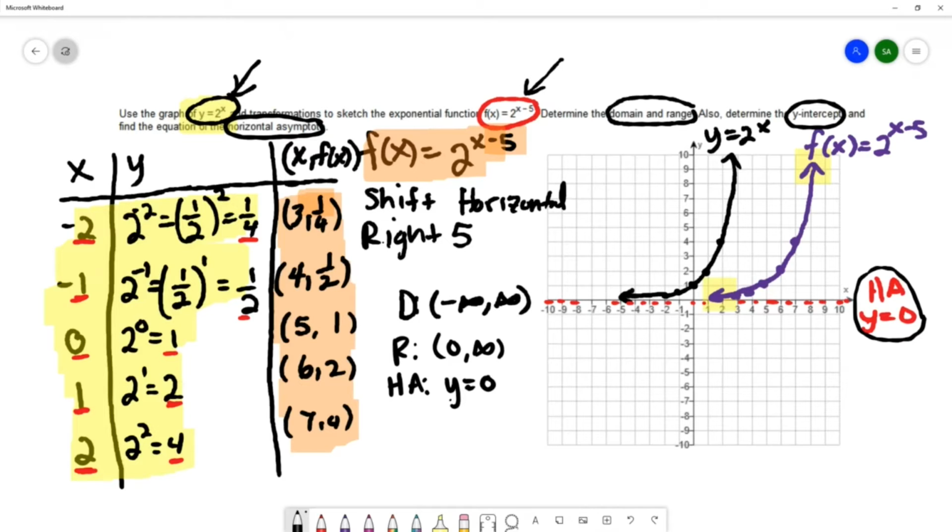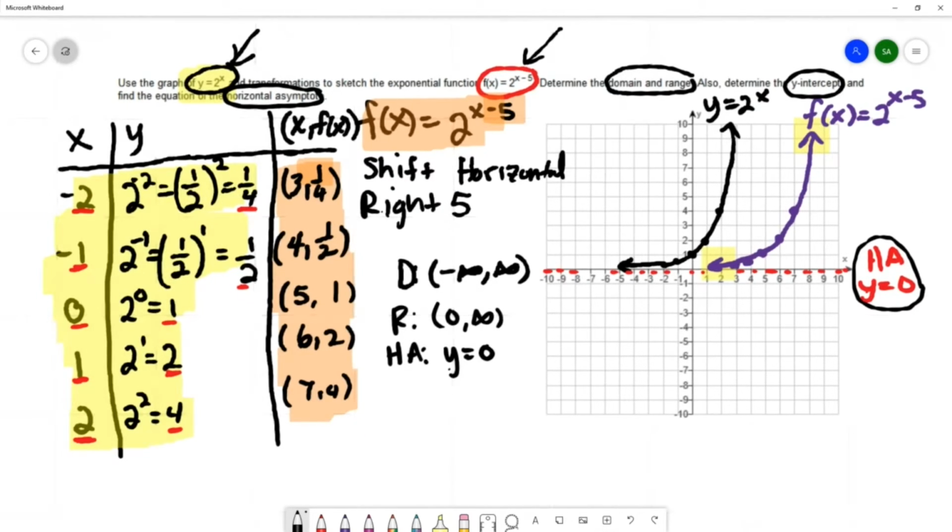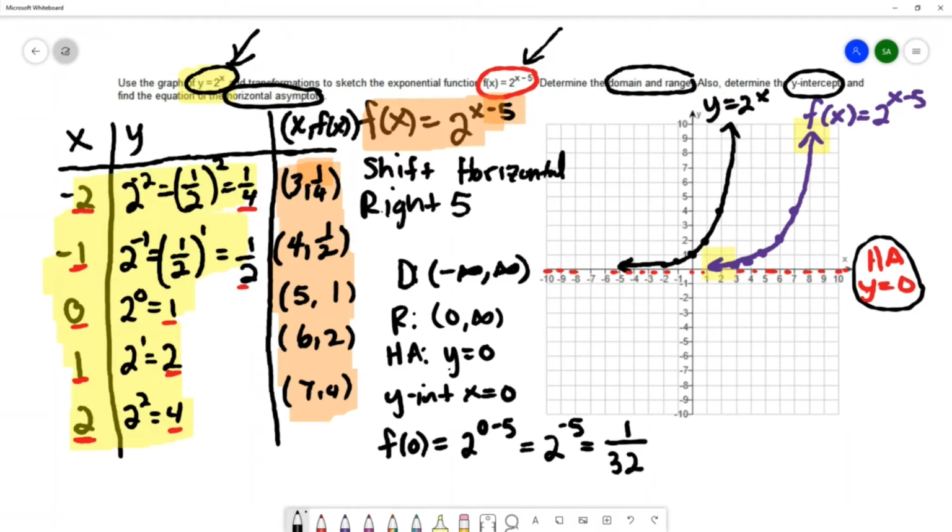So finally, let's determine the y-intercept. You find a y-intercept by letting x equal 0. So in my function, I'll substitute a 0 to get 2 to the 0 minus 5. That's 2 to the negative 5th power, which is 1 over 32. So the y-intercept is (0, 1/32). I think we've met all the parts there.